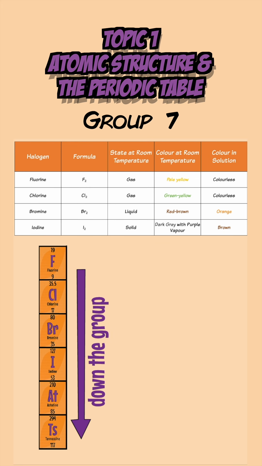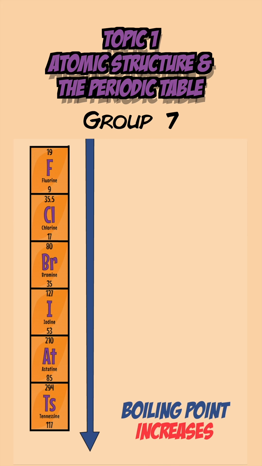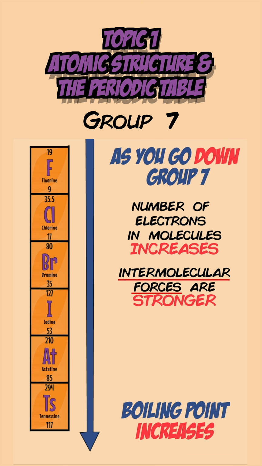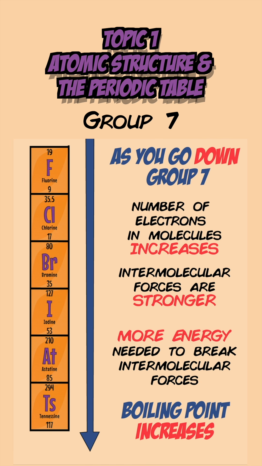As you go down the group, the boiling point of the halogens increases. The reason why is because the number of electrons in the molecules increases. This means there are stronger intermolecular forces between the molecules. And this means that more energy is required to overcome these intermolecular forces.